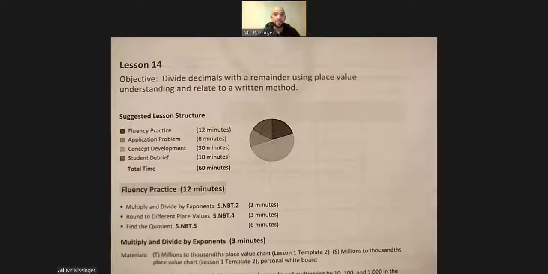Today's objective is we're going to divide decimals with a remainder using place value understanding and relate to a written method. So we're going to use kind of a visual method to understand dividing decimals, and then we're going to relate that to our standard algorithm.